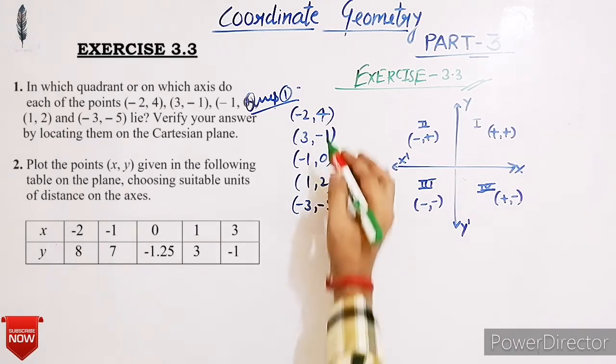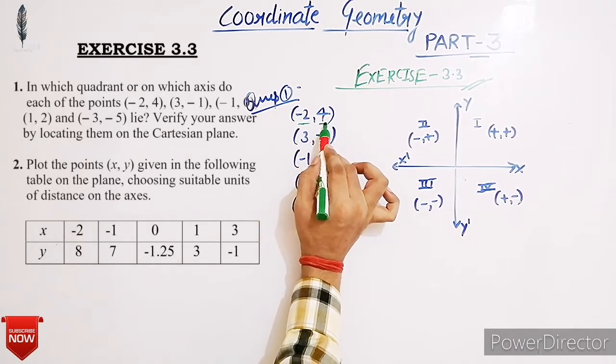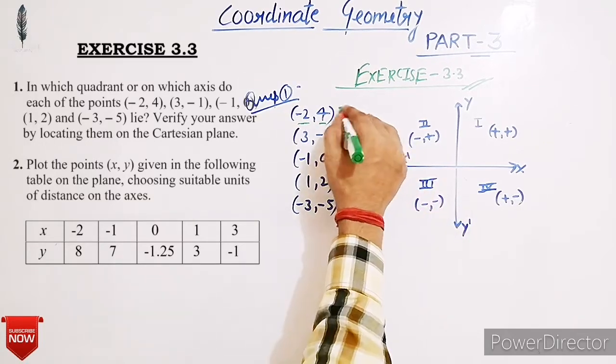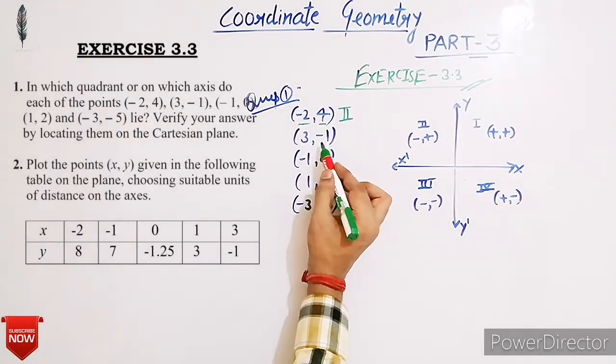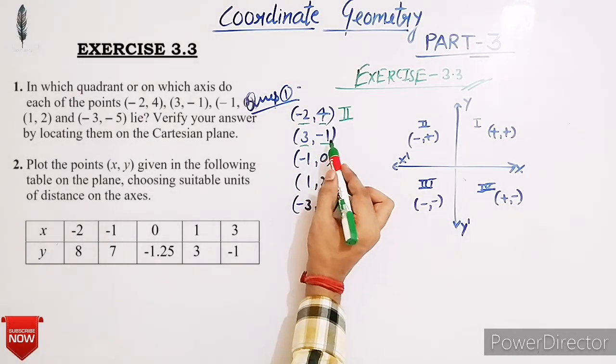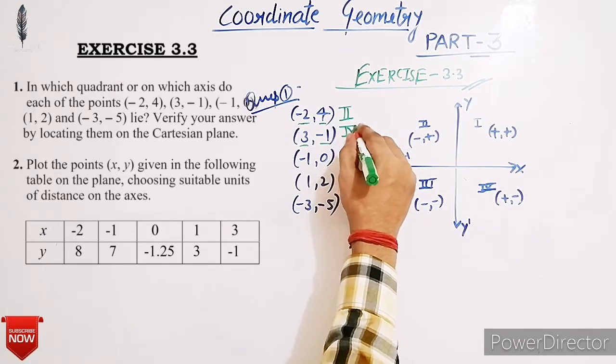Okay. Let's see, in (-2, 4), x coordinate is negative and y coordinate is positive. So it lies in the second quadrant. Now here x coordinate is positive and y coordinate is negative. So it lies in the fourth quadrant.